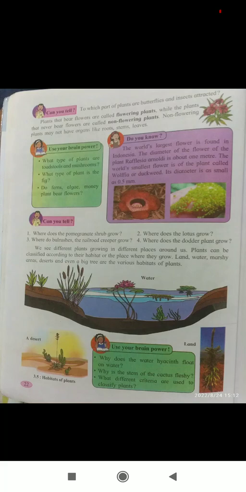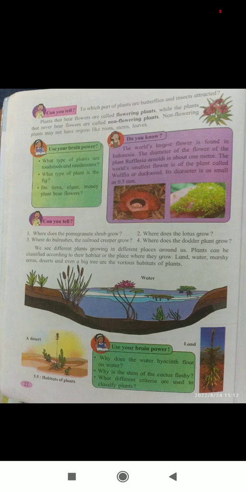Diversity in living things and the classification, part 2. Plants that bear flowers are called flowering plants, while the plants that never bear flowers are called non-flowering plants. Non-flowering plants may not have organs like roots, stem, leaves, etc. Do you know the world's largest flower is found in Indonesia?